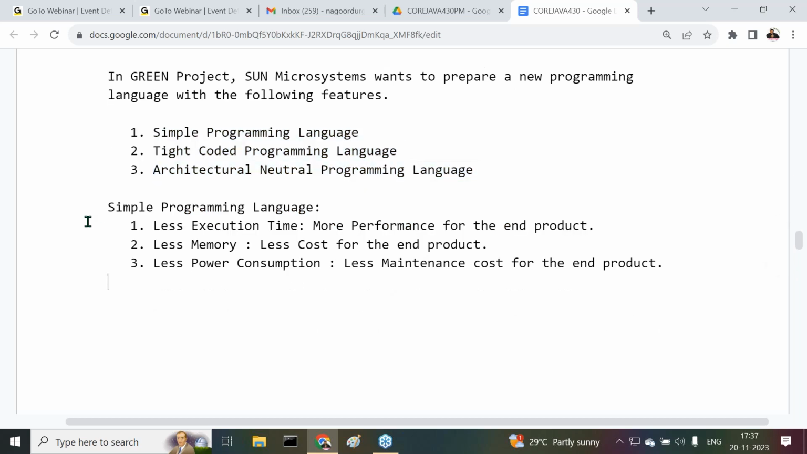What is the meaning of a simple programming language? It means less execution time, less memory consumption, less power consumption. The benefit of less execution time is more performance for the end product. The benefit of less memory consumption is less cost for the end product. The benefit of less power consumption is less maintenance cost for the end product. These are the factors included in the simple programming language.